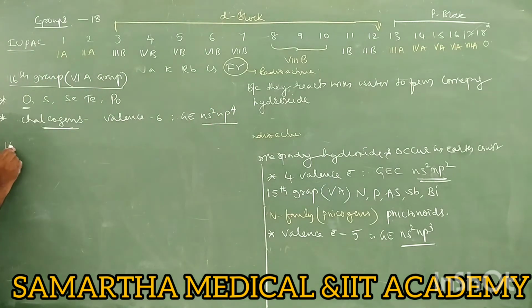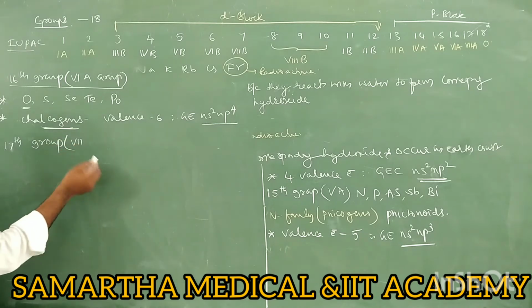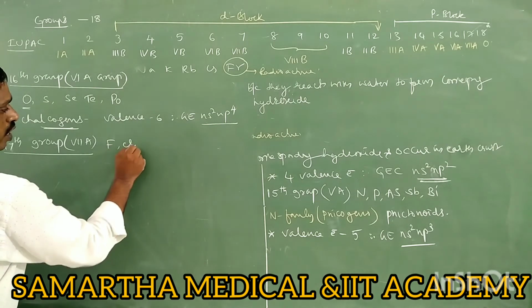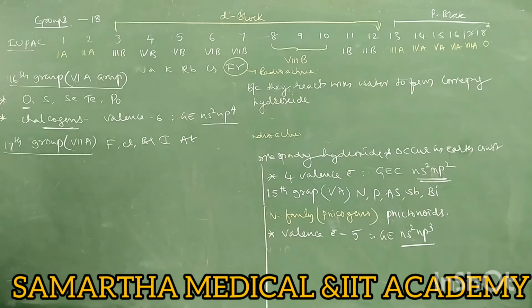Next, the 17th group, also called group 7A. Fluorine, chlorine, bromine, iodine, astatine. They are also called halogens.